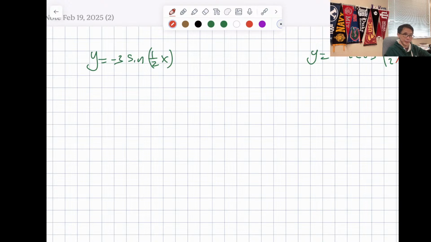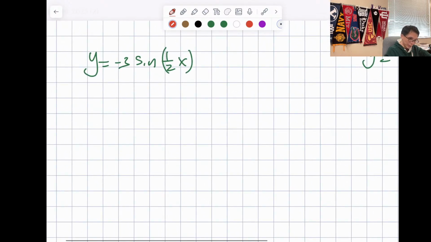What I figure out is to start with the amplitude. Amplitude is never negative, so it's the absolute value of negative 3, so it's equal to 3. Is that okay?